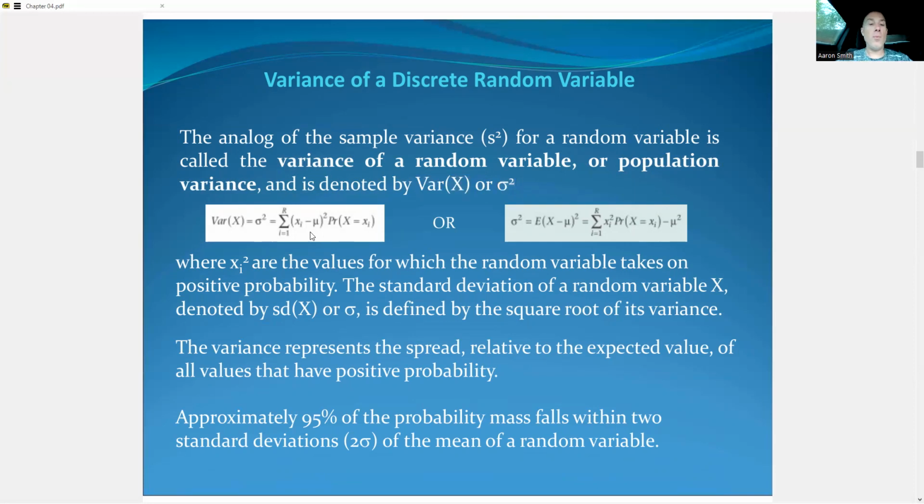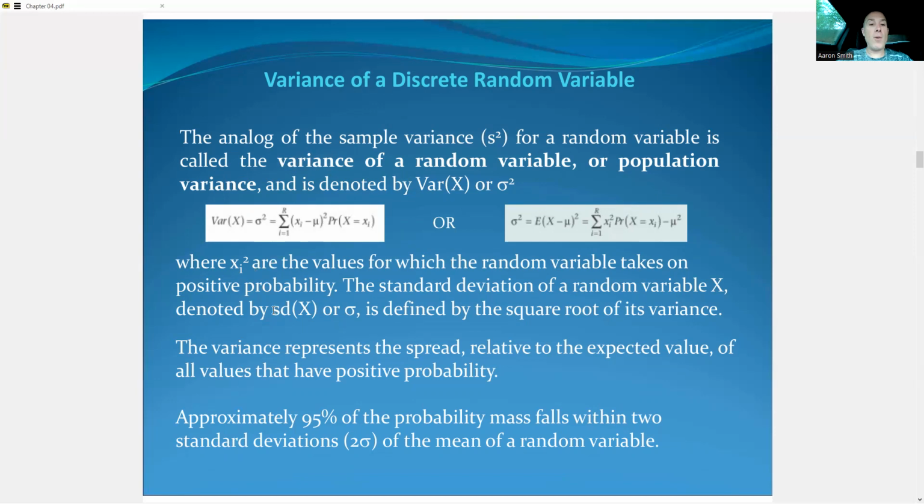What we're going to do is take the observed value minus the expected value that we talked about on the last slide, square it, multiply by the probabilities, then add it all up. Now, it works out that this is equivalent to taking the expected value of the square of our observations minus the expected value squared. And that's a straight calculation using just a little bit of calculus.